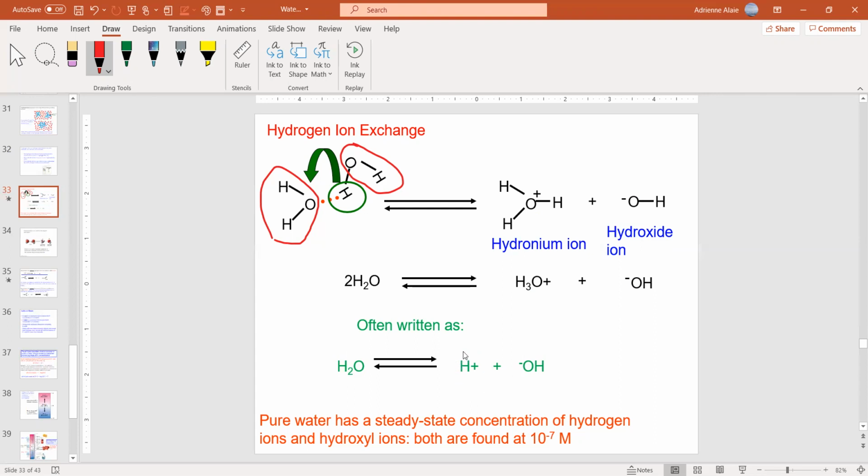They don't exist free like this. They do attach themselves to another water molecule and make a hydronium ion. So even though this is a simplification, that's not how it exists.